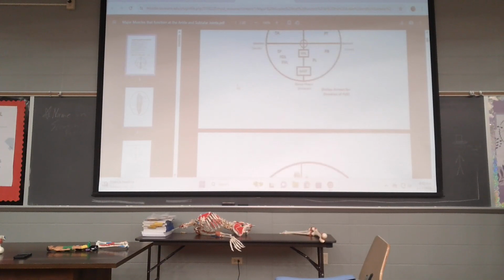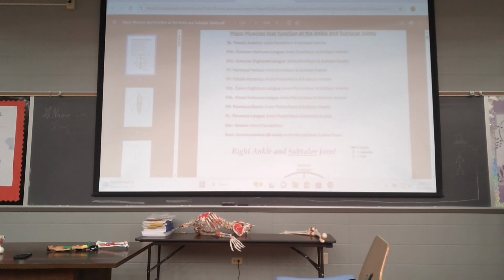Here are the muscles you're going to be accountable for in list form. Notice for all of them, I put ankle, ankle, ankle, ankle, ankle, ankle, ankle. That's either crossing anterior or posterior. And then for the subtalars, that shows you medial or lateral. Okay.